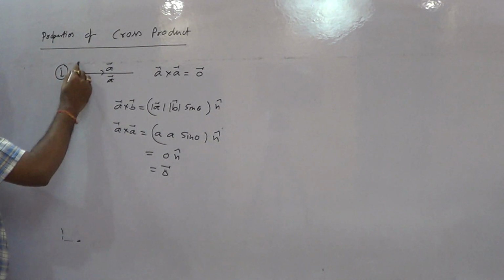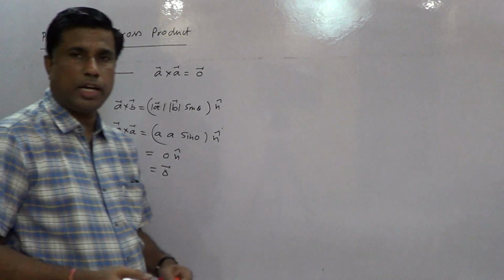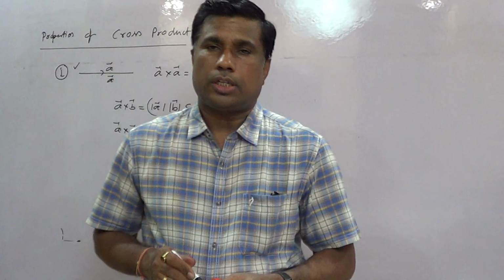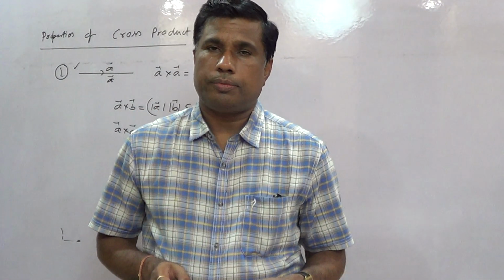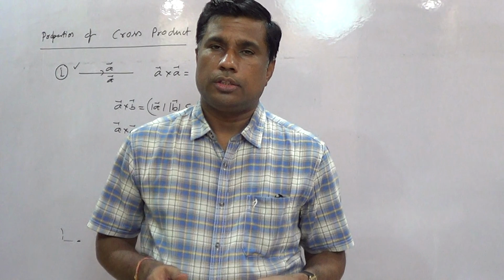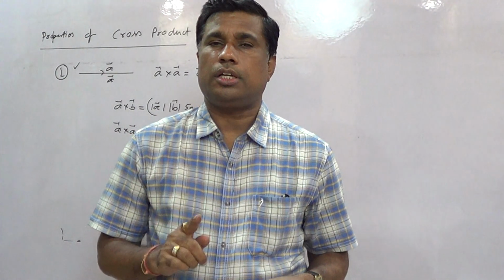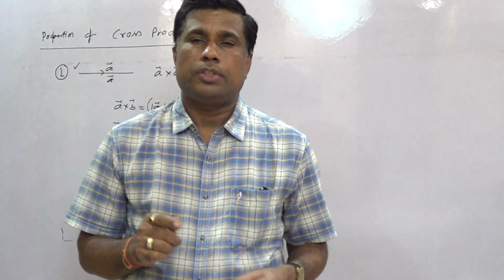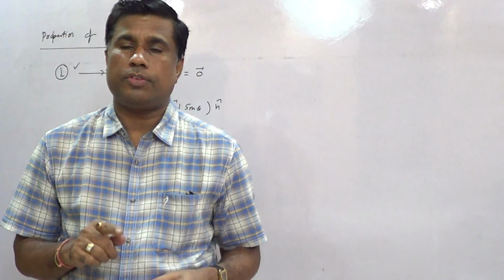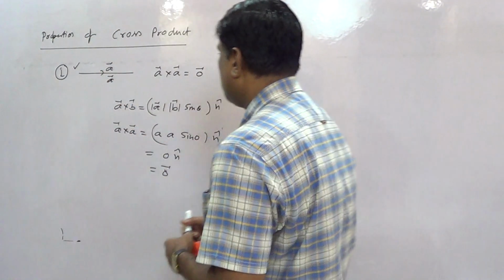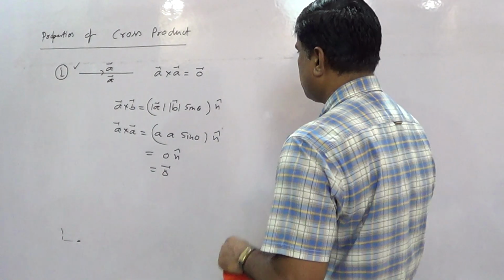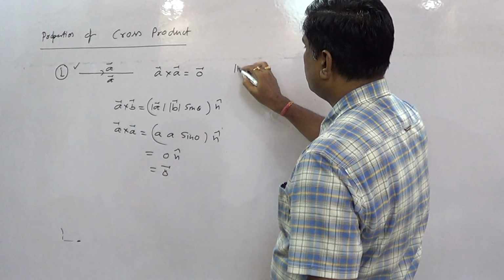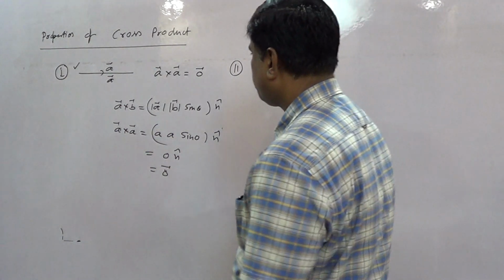So cross product of a vector with itself equal to 0 vector. It is the first property of the cross product. You can write this statement: cross product of a vector with itself is equal to 0 vector. I repeat once more. Cross product of a vector with itself is equal to 0 vector. Don't say 0, it is 0 vector. There is a difference between 0 and 0 vector.